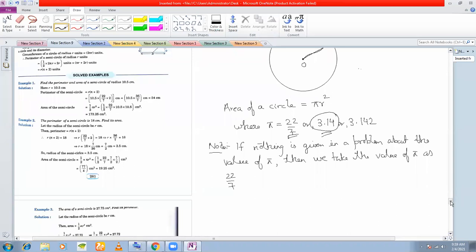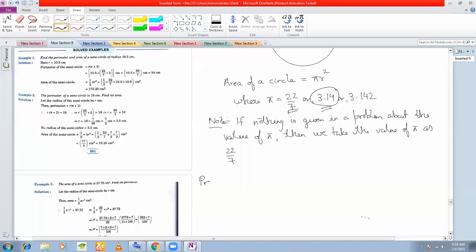Let us take a simple example here. Problem: Find the area of a circle of radius 7 centimeter.